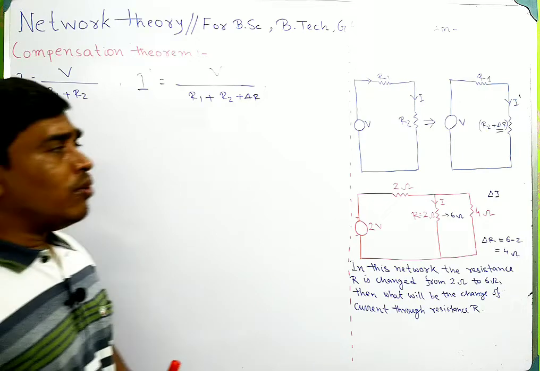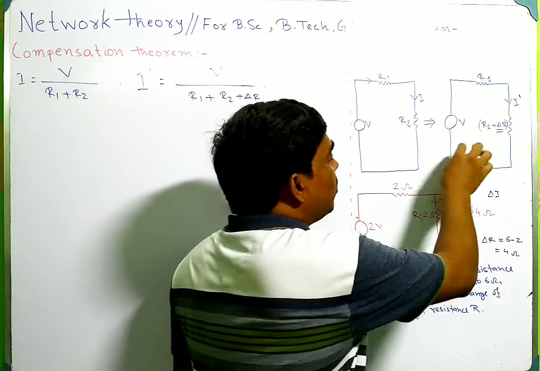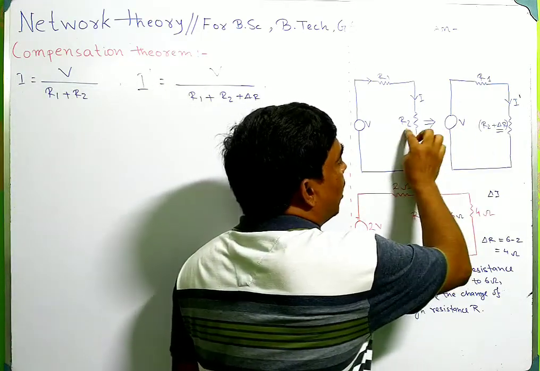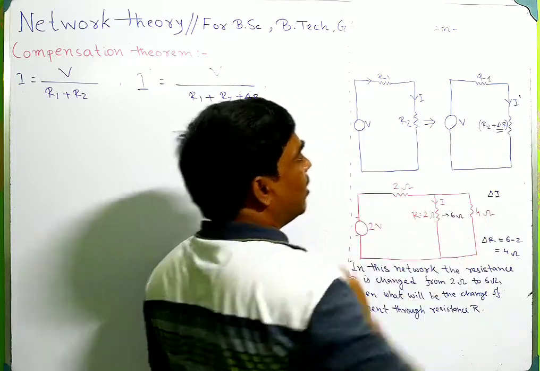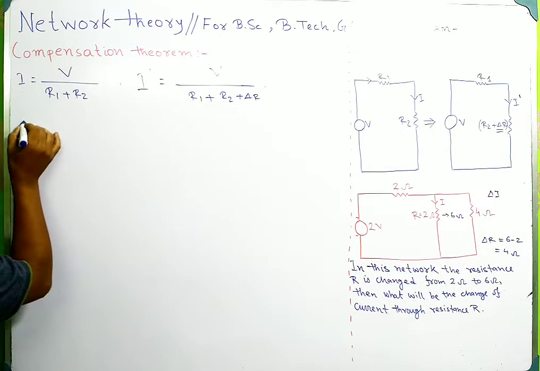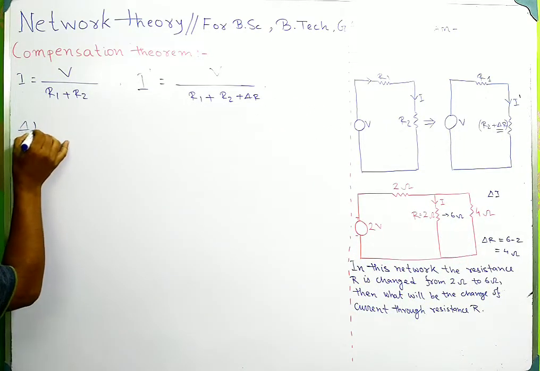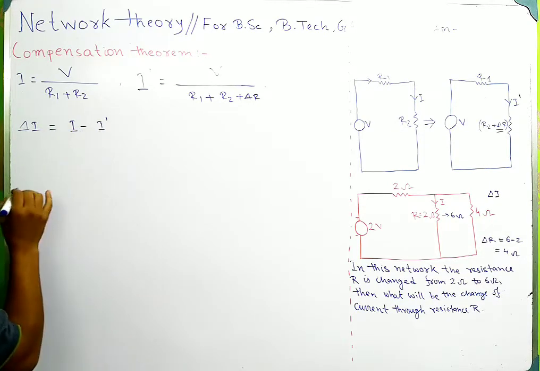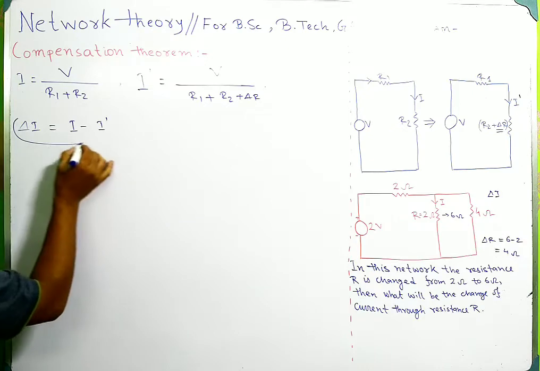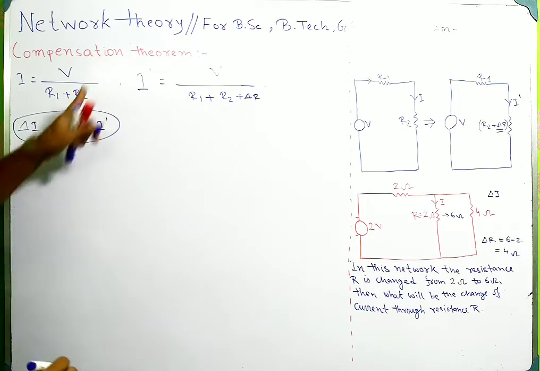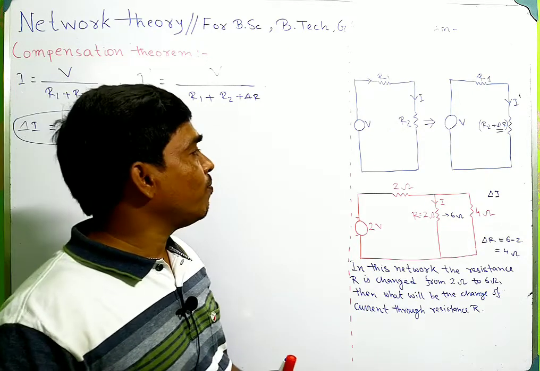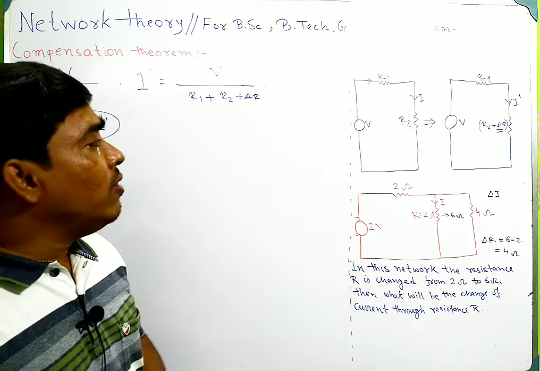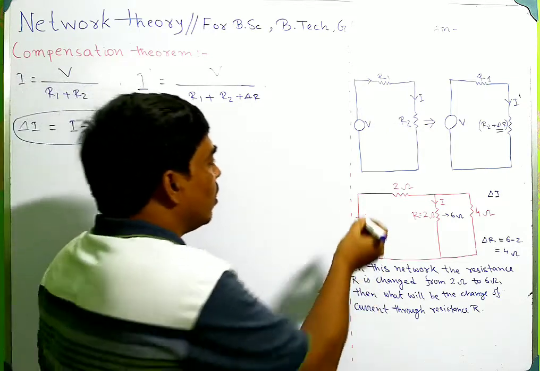So due to change of this resistance R2 by amount del R, the change in current del I is equal to I minus I dash. So you have to calculate this current by using the compensation theorem. So what is the compensation theorem?